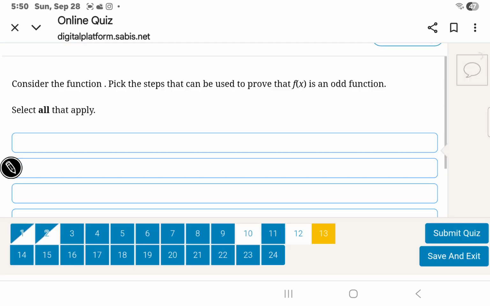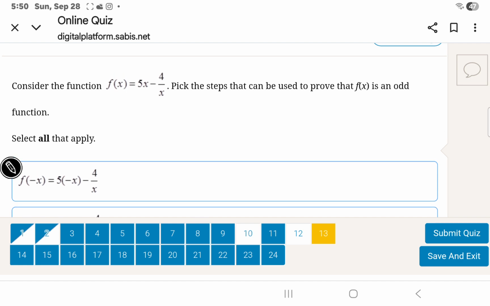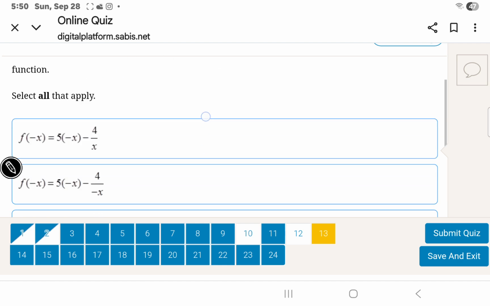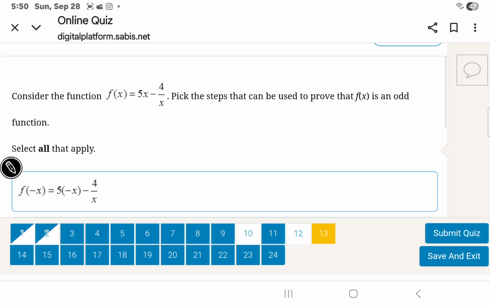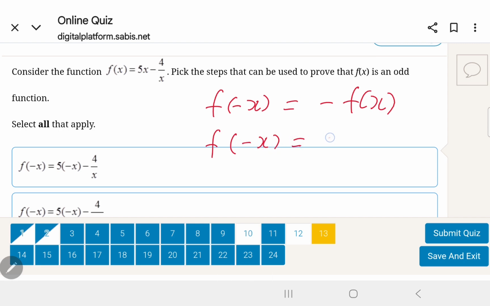Number 13. Consider the function. Pick the steps that can be used to prove that f(x) is an odd function. Now, to prove that f(x) is an odd function, you have the formula: f(-x) must equal -f(x). If this is satisfied, it's an odd function. So to do that, I need to replace -x here. So f(-x) equals 5 times (-x) minus 4 over -x.